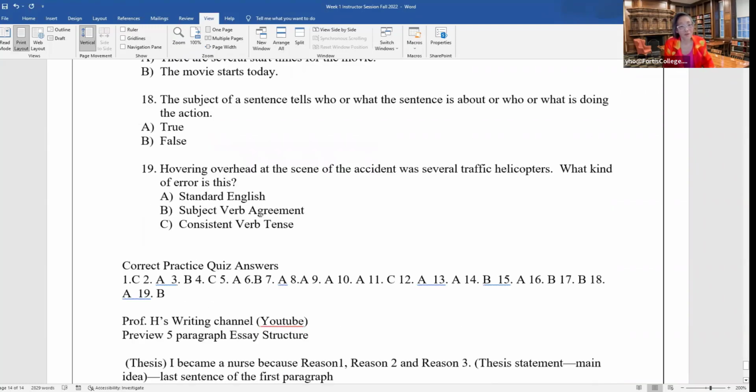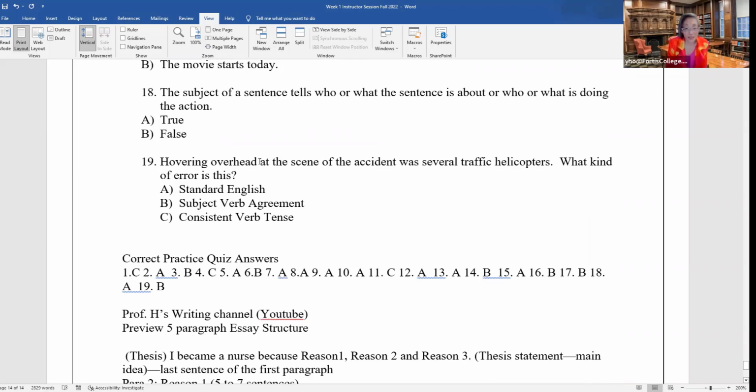Excellent. Hovering overhead at the scene of the accident was several helicopters. What kind of error is this? A, standard English. B, subject verb agreement. C, consistent verb tense. Who wants to volunteer the answer? B. B, excellent, subject verb agreement, because here you have plural subject helicopters, and it takes were, several helicopters.